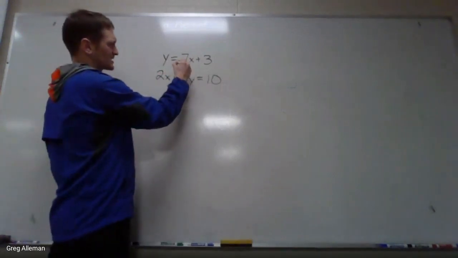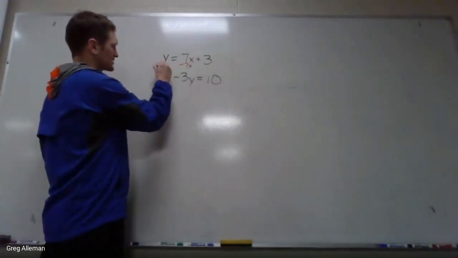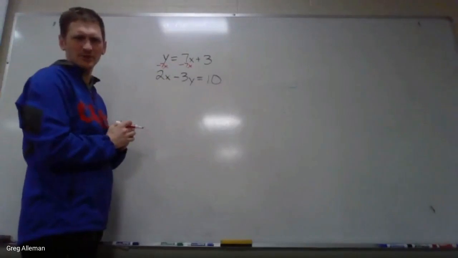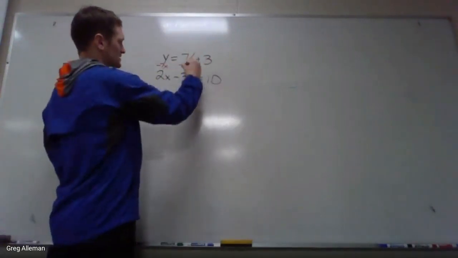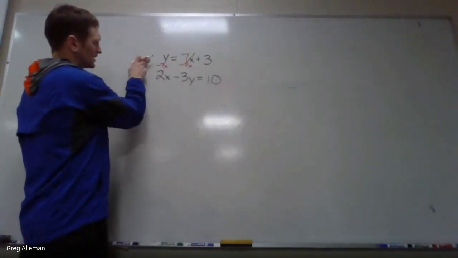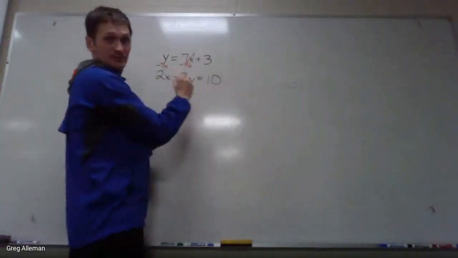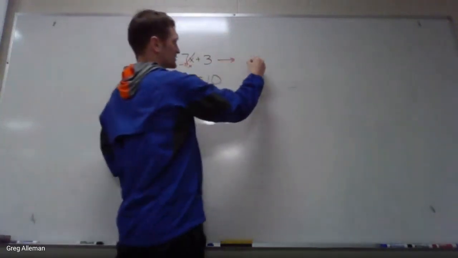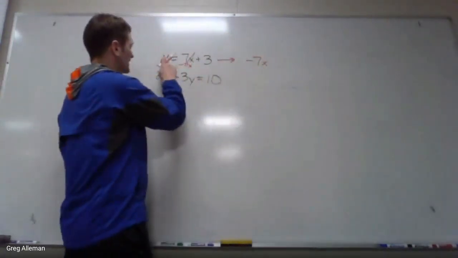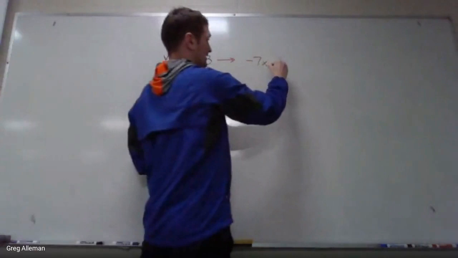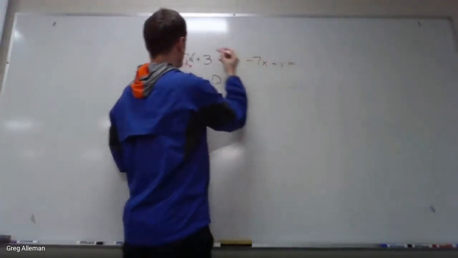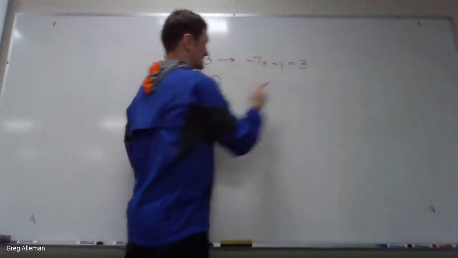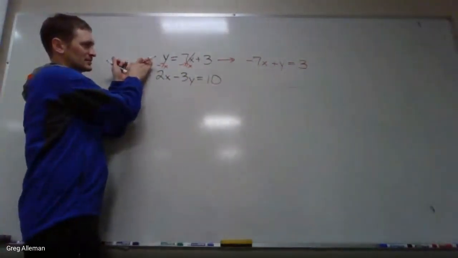I can do that if I subtract 7x from both sides. Okay, so then these would cancel, and this would become, I'll write it this way since I've got space, -7x. I'll write the -7x first. Then the positive y, so plus y equals the 3. Does that make sense how I went from here to here?